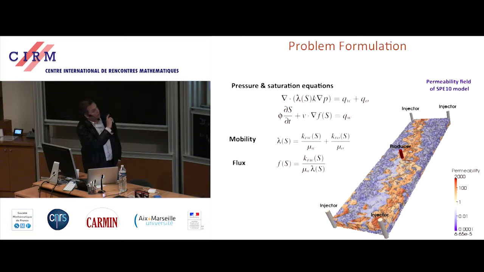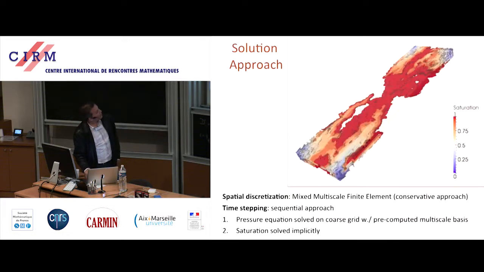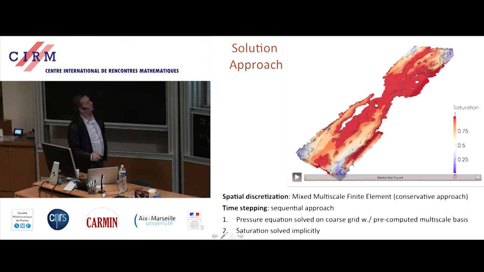Basically, these are the details of the simulation I showed before, some slides. Oops. OK. Well, this was supposed to be showing the results of a simulation. And what we end up doing is basically we use a mixed multiscale finite element. And we use a sequential approach in which we solve the pressure equation on a coarse grid, and the saturation we solve implicitly on a fine grid.